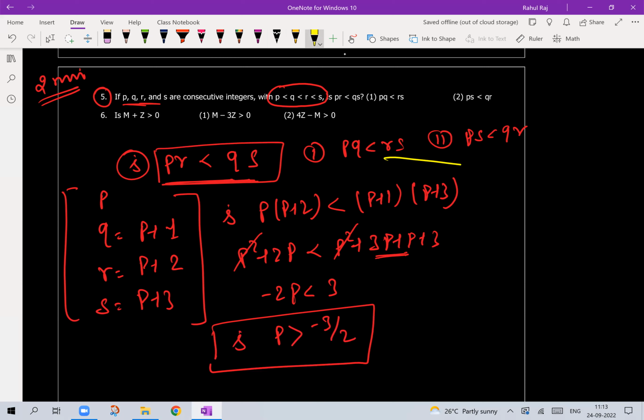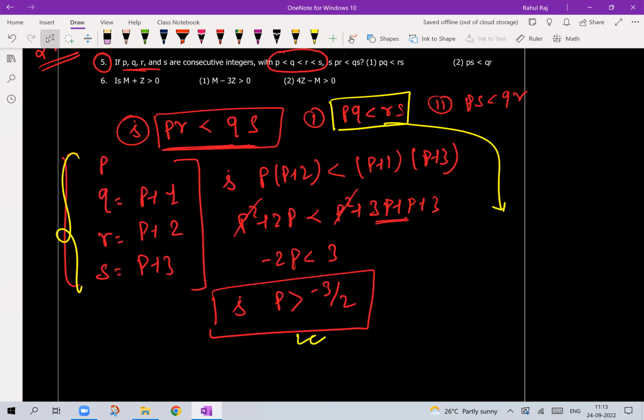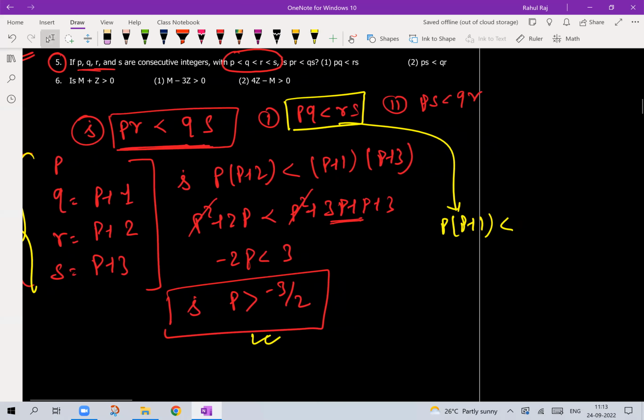Now option number 1 is what? I'll put these values in statement number 1 and see if I'm getting this or not. If I get this, it means my statement is sufficient. So what is P? What is Q? P into P plus 1, and it says less than RS. RS is what? P plus 2 and P plus 3. So let's simplify this.